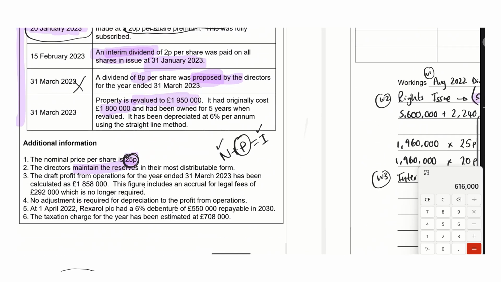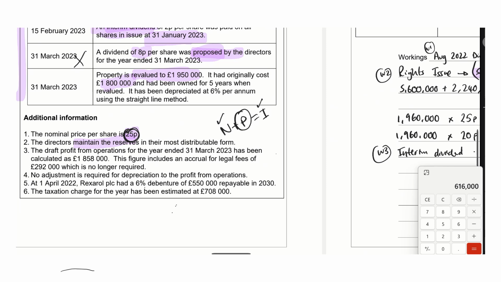Okay, so the final adjustment we need to look at, I mean, we do have some other additional information we're going to think about in a minute, but let's deal with this adjustment at the top, and then we'll look at the additional information and see what we might need to do with it. Property is revalued to £1,950,000. It had originally cost 1.8 million, and it has been owned for 5 years when revalued. It is company's policy to depreciate at 6% per annum.